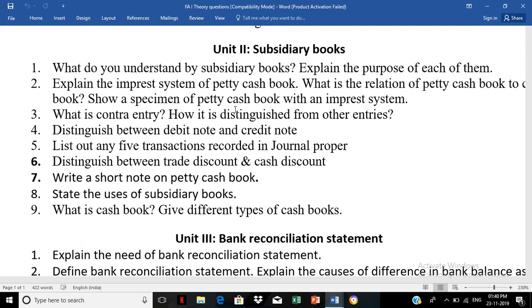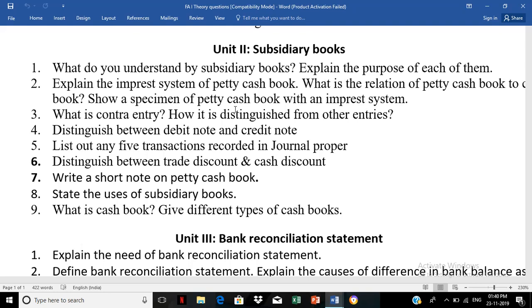Now, when we discuss the second unit, you have to remember one important point. You may get a theory question, or both will deal with problems only. Two problems means maybe they'll give you various journal entries with transactions, so you have to write them in a suitable subsidiary book. Looking at the transaction, you can identify which type of subsidiary book it goes to. Or else you'll get a theory question on subsidiary books.